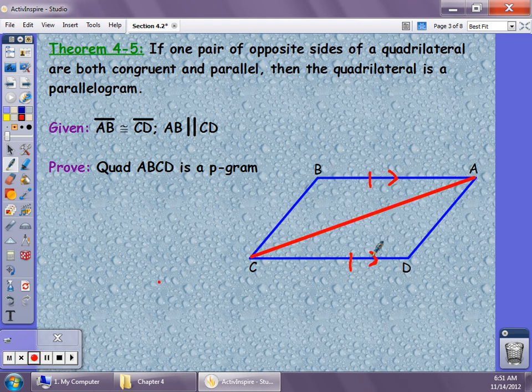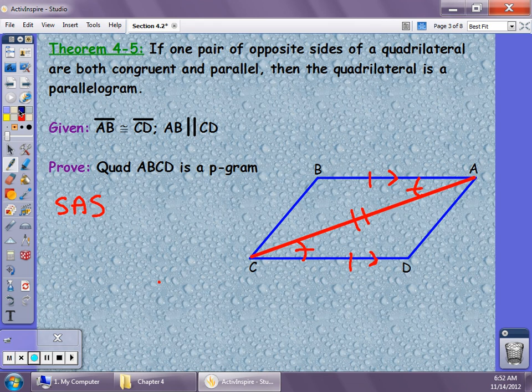So what I'm going to try to do now is I want to prove that opposite sides are parallel, making this quadrilateral into a parallelogram. So the first thing I'm going to notice is that AB is parallel to CD, which means that based on alternate interior angles, angle BAC is now congruent to angle CDA. Also, using our reflexive property, I can mark that segment AC is congruent to segment AC. So based on my markings, I can now prove these two triangles congruent based on side angle side.